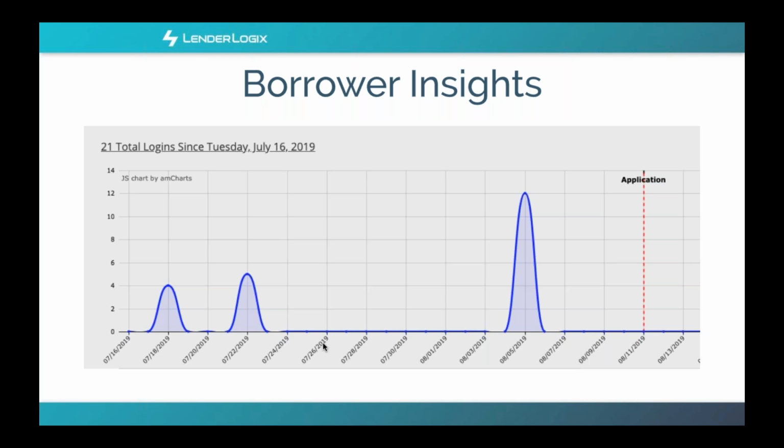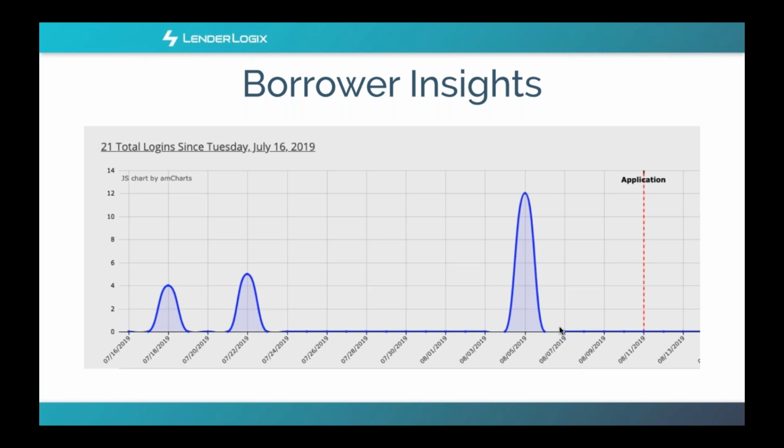This is a chart from one of Mike's borrowers who shopped here. On July 16th, a loan officer issued a borrower a quick qual, and they logged in a couple times. These are the first two blue humps there. They logged in a few times, checked it out, and then there's a lull for about 2 weeks where the borrower didn't do anything. It went quiet, and then all of a sudden, from August 4th through the 6th, a massive amount of logins. On the 5th is 12 logins per day.